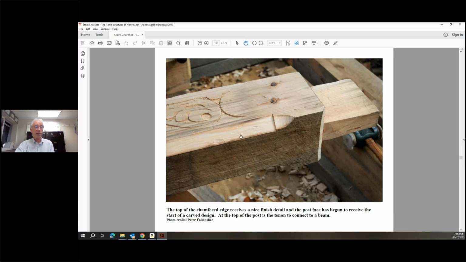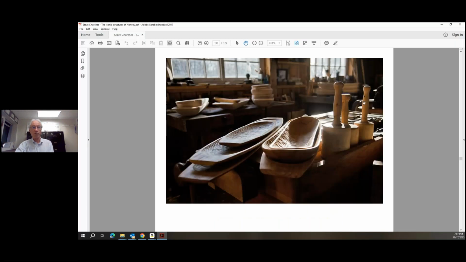All right, here's the beginnings of, he's chamfering the edges of the post, and then he's got this kind of nice carved finish detail at the very top. And then the carpenter has begun to chisel away and carve the surface of the timber. And here's a tenon. Okay, all of this, you can see the different sized wood mallets. This has all been carved away.